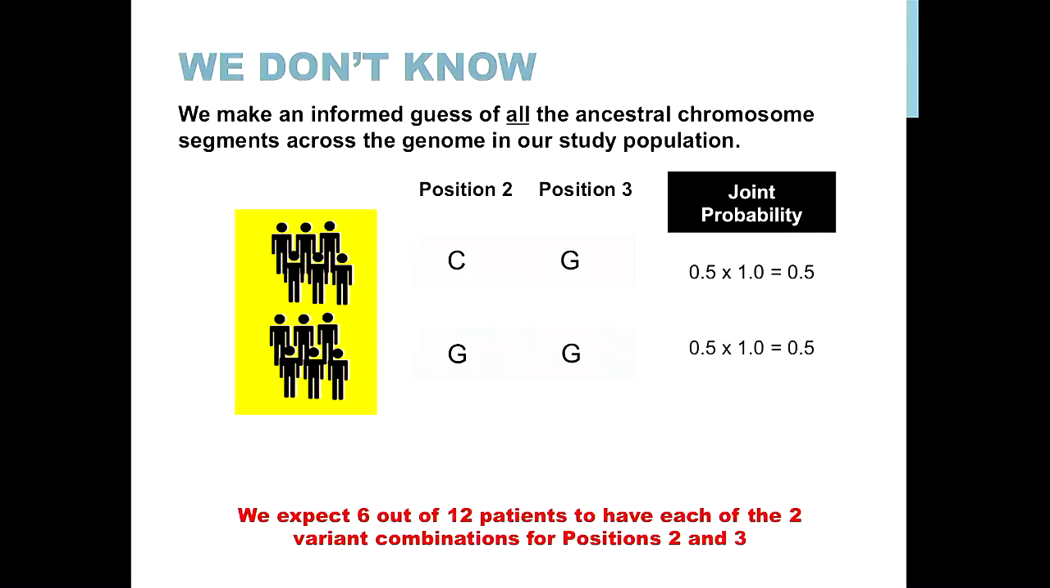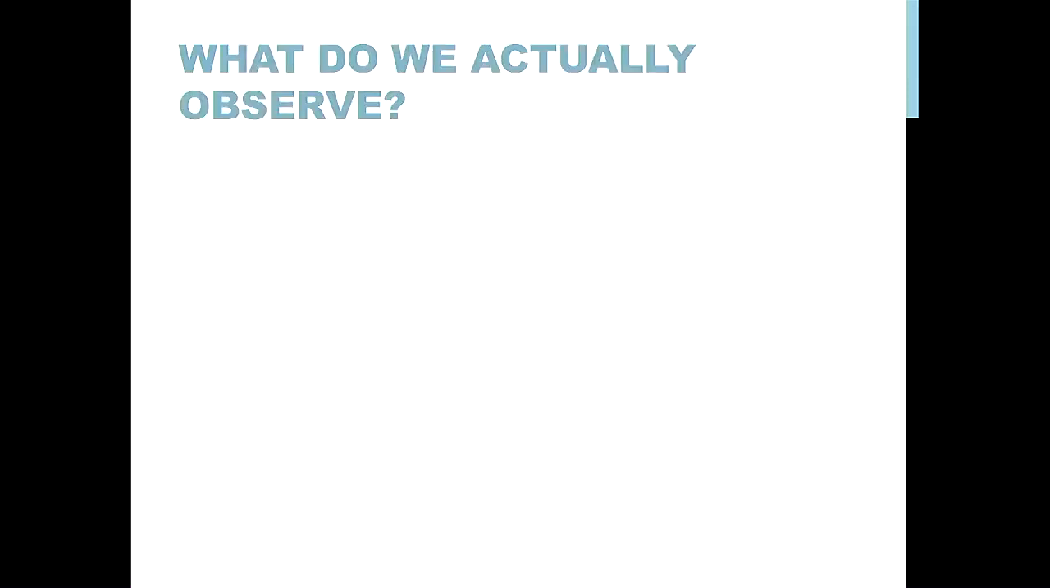And again, this time we would expect 6 out of 12 patients to have each of the 2 variant combinations, and again, just simple math. So this is what we would expect to see. So what do we actually observe?